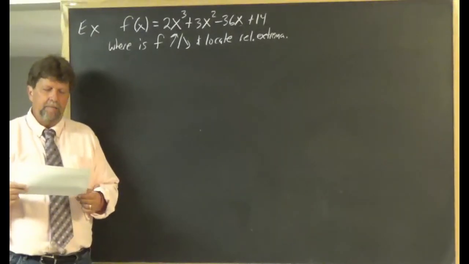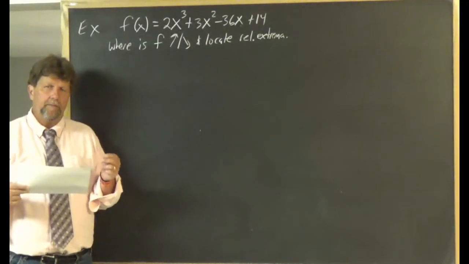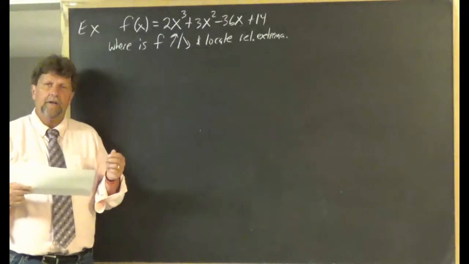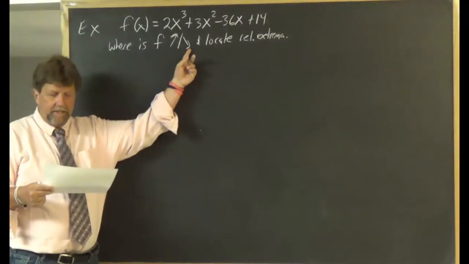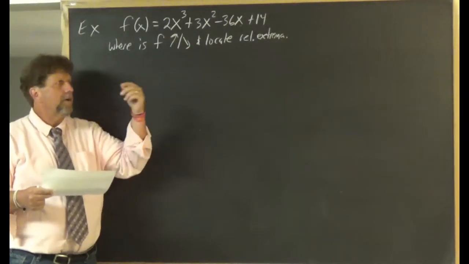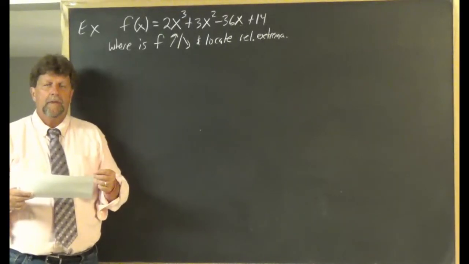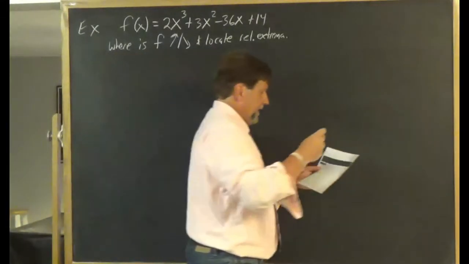Hey folks, in this example we were given the function 2x cubed plus 3x squared minus 36x plus 14. We were asked to determine intervals where the function is increasing and where the function is decreasing. And also we were asked to locate all relative extrema. So here's the paradigm. This is the process you would go through. I'll write it over here.